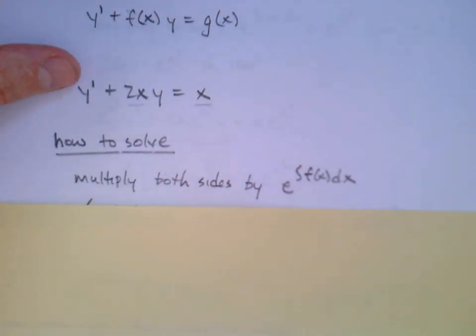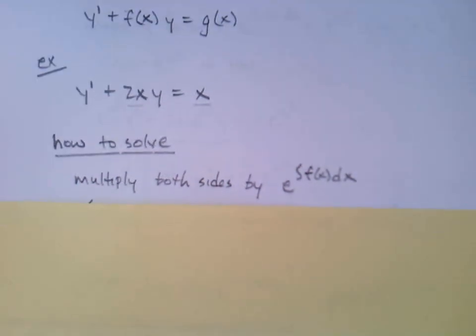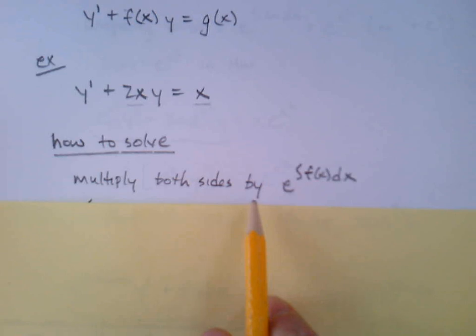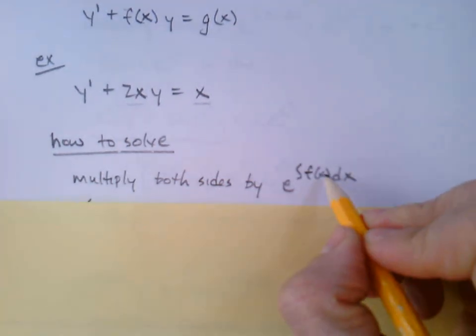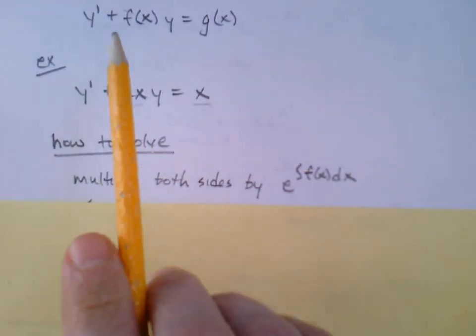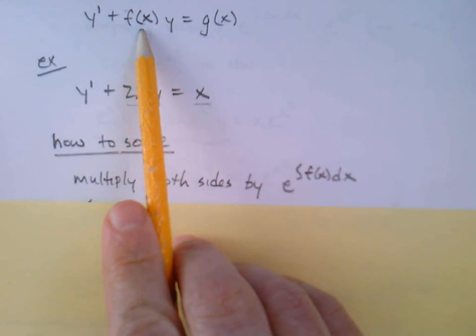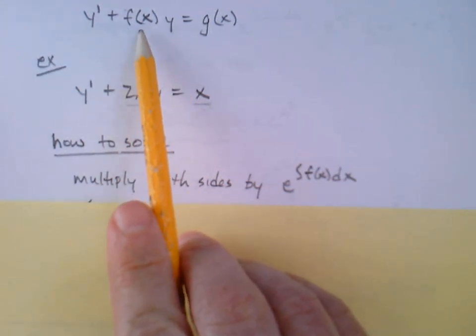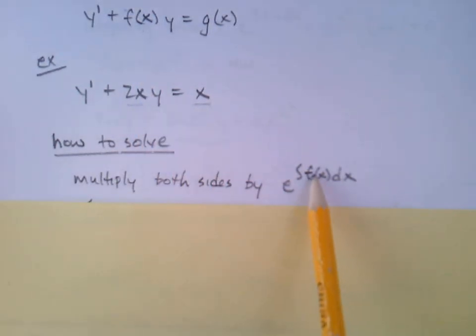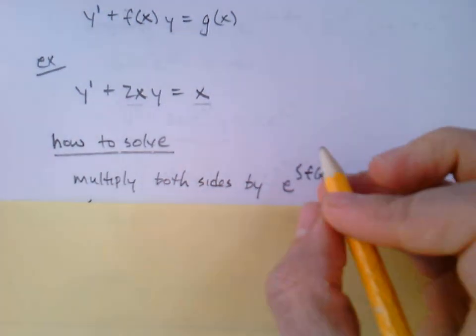This seems really strange at first, but hopefully it'll come together. We're going to multiply both sides by this: e raised to the integral of f of x dx. So whatever function we have there for f of x, we're going to take that. We're not going to take the y with it. We're just going to take the function. We're going to take the antiderivative of that, and we're going to put it into the power of e.